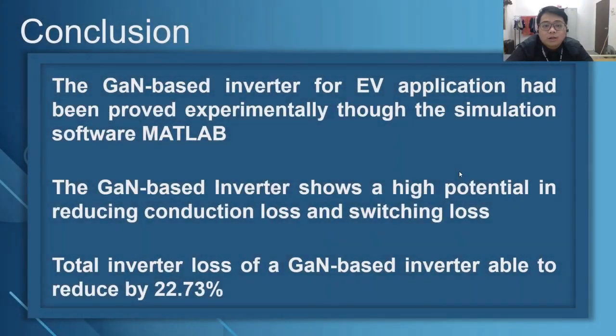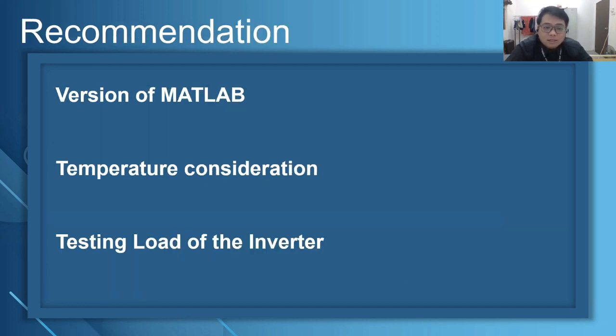So in conclusion, the gallium nitride based inverter for electric vehicle application has been proved experimentally through the simulation software Matlab. And the gallium nitride based inverter shows a high potential in reducing the conduction loss and the switching loss of an inverter. The total inverter loss of a gallium nitride based inverter is able to be reduced by approximately 22.73%. Next is the recommendation of this project.